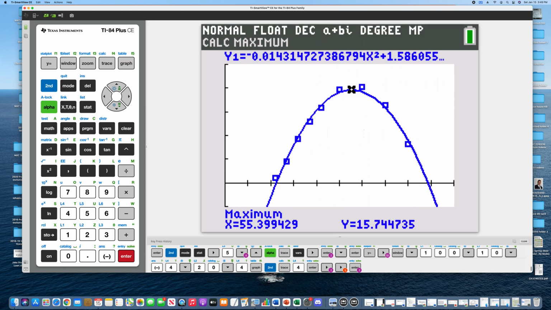All right. And that will take care of our calculator regressions. Make sure you know how to turn your diagnostics on, because on the test I do ask for that correlation coefficient, the R value.